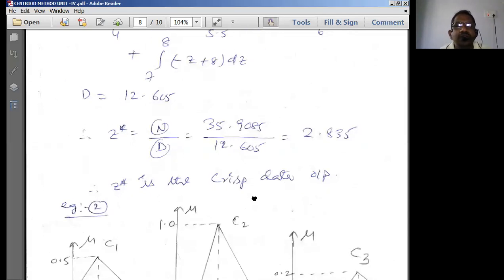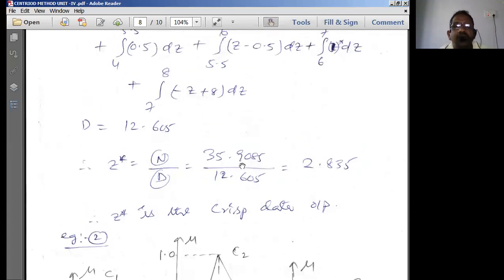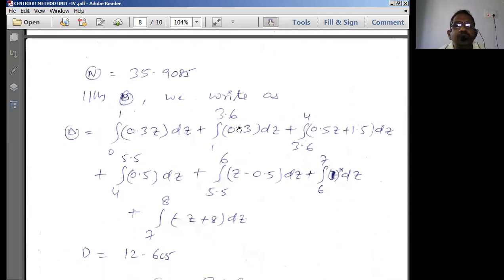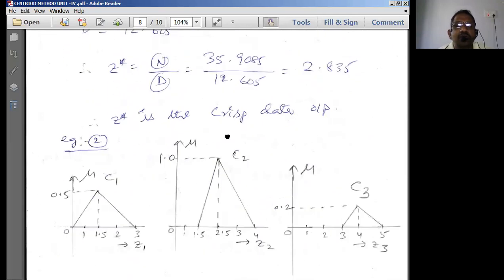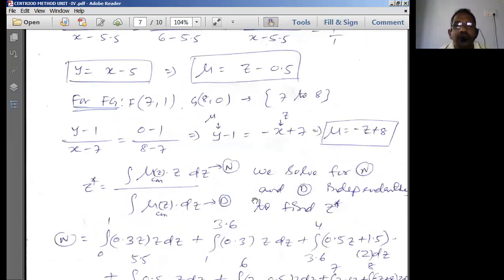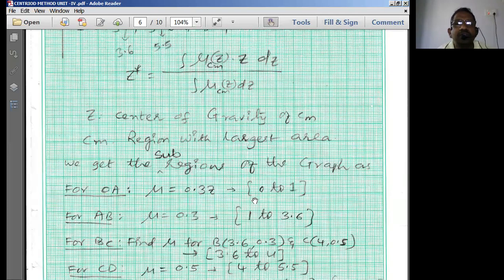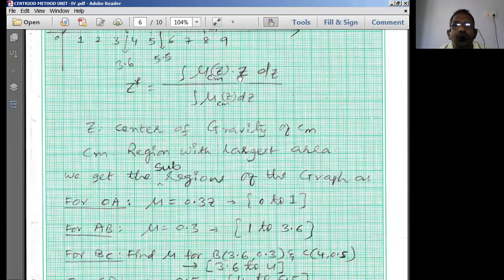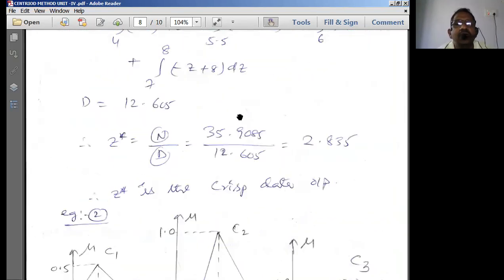In the last class, we discussed the generation of the crisp data from the given fuzzy data. In that process, we used the centroid formula: Z star is equal to the integral of mu of z into z, divided by the integral of mu of z dz. This is the formula which you have to remember compulsorily. The same formula you can use for the weighted sum average method, where we replace this integration by simply summation. Okay, so one example we did.